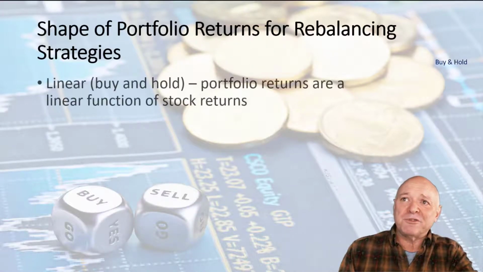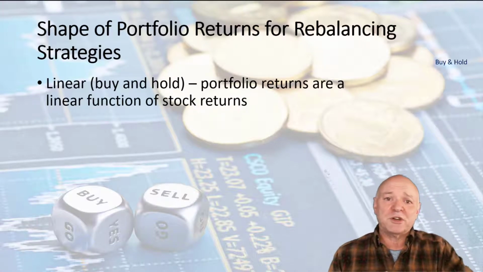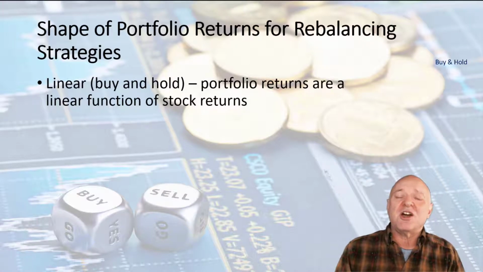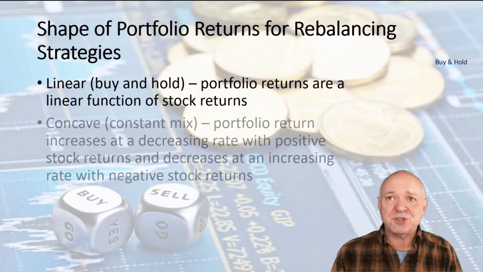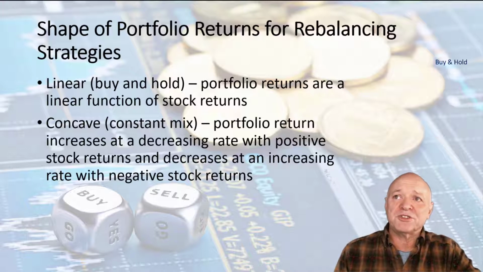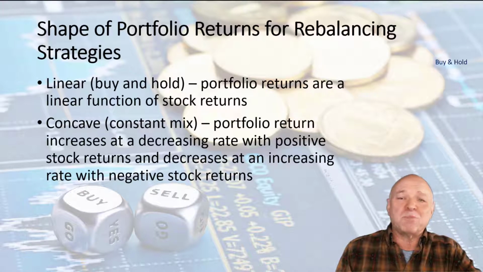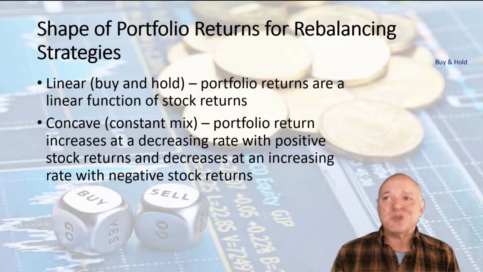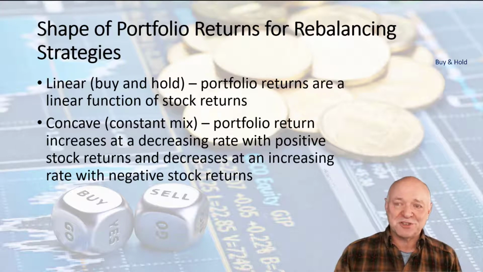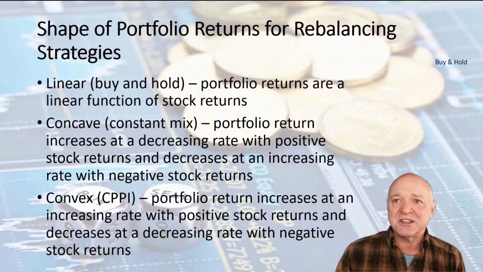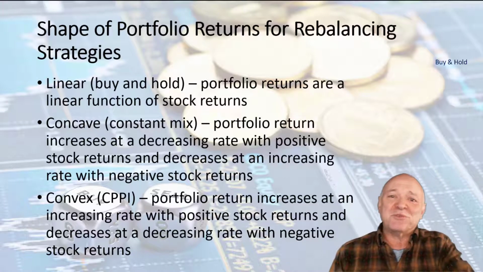You can see that the shape of our portfolio will vary according to our strategy. A buy and hold strategy is essentially linear, with portfolio returns a linear function of stock returns. And I'll show you an image of that in a second. In a constant mix approach, we'd say that the portfolio returns are going to be concave. Our portfolio returns increase at a decreasing rate with positive stock returns, and decrease at an increasing rate with negative stock returns. And in the constant proportion case, it's convex. Portfolio return increases at an increasing rate with positive stock returns, and decreases at a decreasing rate with negative stock returns.